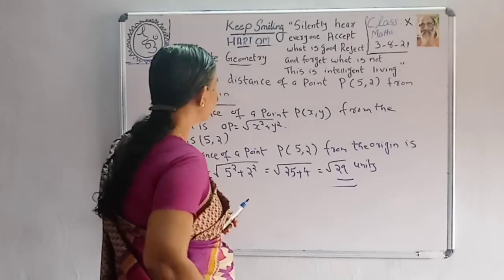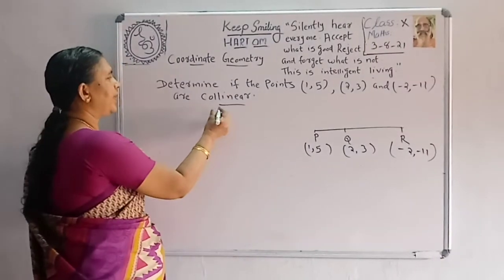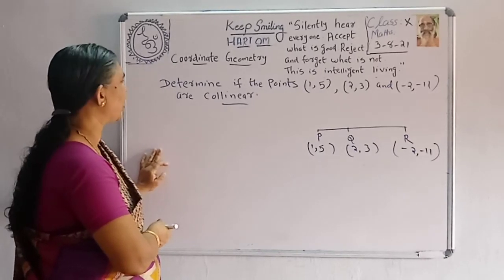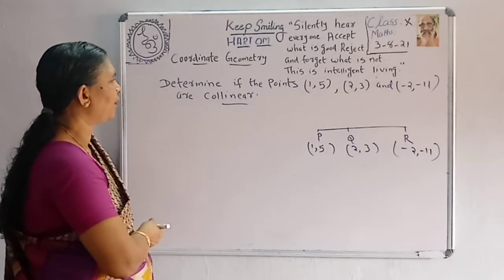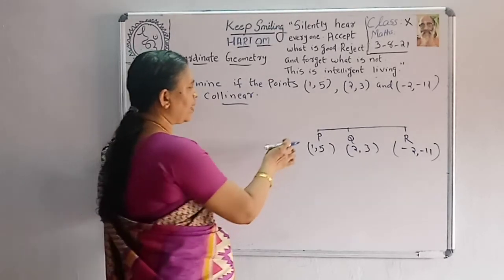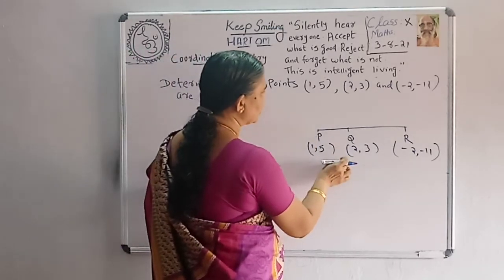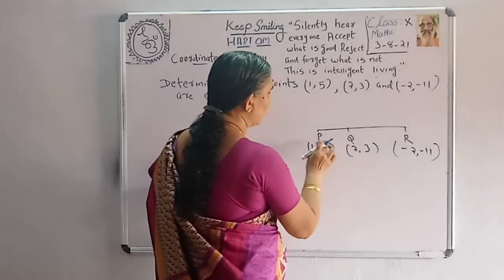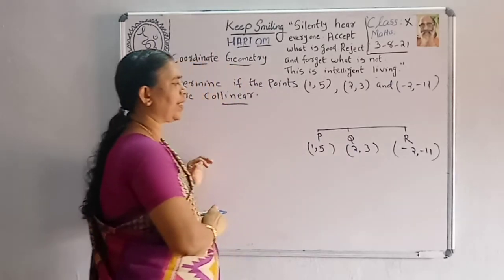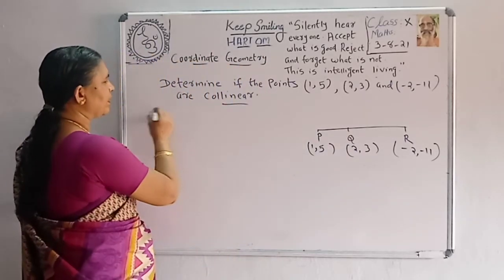Determine if the points (1, 5), (2, 3) and (-2, -11) are collinear. To find whether these three points are collinear, here P is (1, 5), Q is (2, 3) and R is (-2, -11). If PQ plus QR is equal to PR, then the points are collinear.